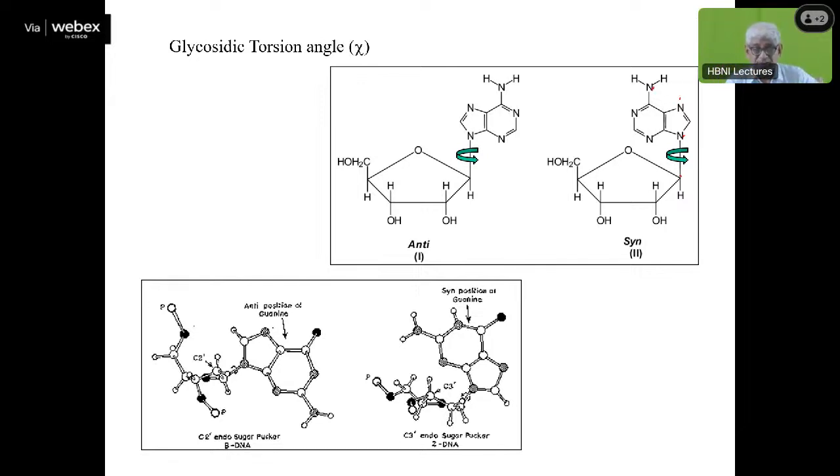Now you look at the orientation, the position of this ring with respect to the sugar ring. Notice here in this particular case, the 5-membered ring is towards the sugar ring, towards the DNA backbone chain on the 5 prime side here, and the 6-membered ring is outside on the other side.